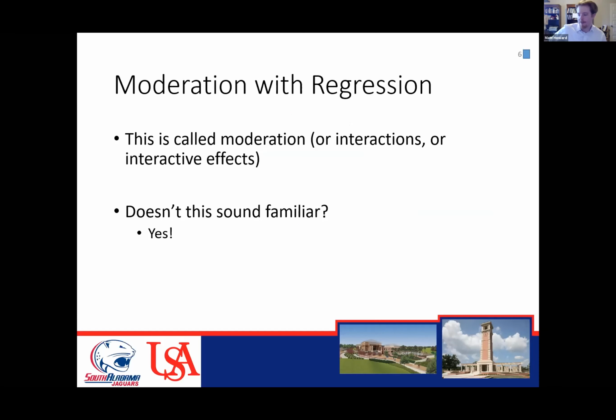So if the influence of our moderator is statistically significant, we would say we have moderation, or we could say we have a significant interaction. And right now that might ring some bells for some of y'all. You might be thinking, oh, we said that word interaction before, didn't we? That sounds familiar. And the answer is yes. Interactions are familiar to us because we have talked about them before in class.